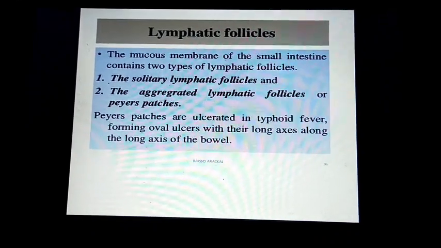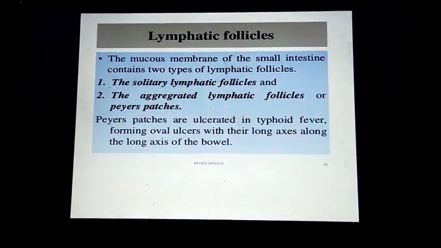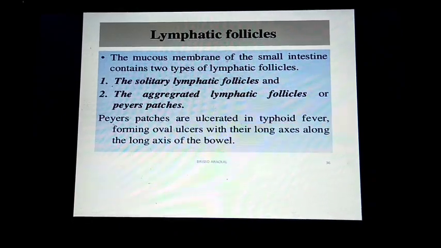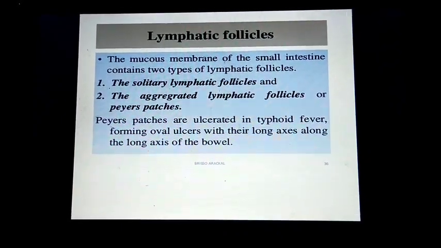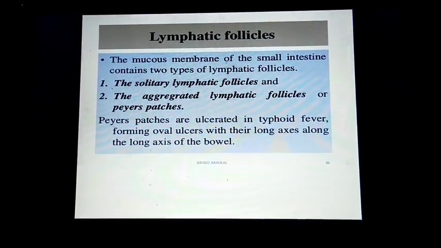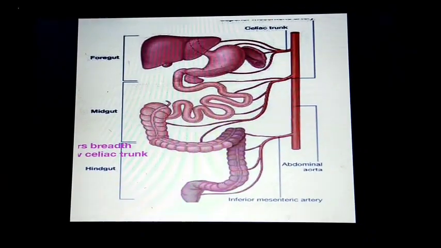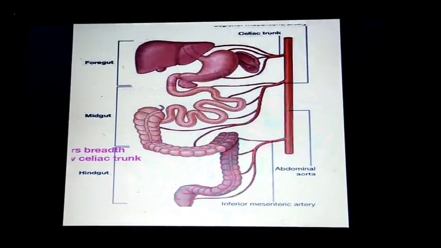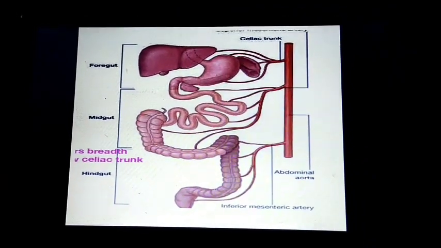They are more in the ileum. The Peyer's patches are ulcerated in the typhoid period, forming oval ulcers with their long axis along the long axis of the bowel. Now we can go for the blood supply of the small intestine, the jejunum and ileum.